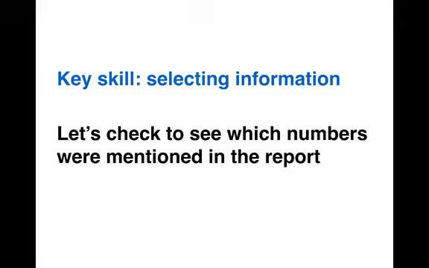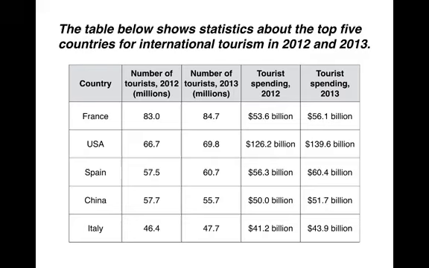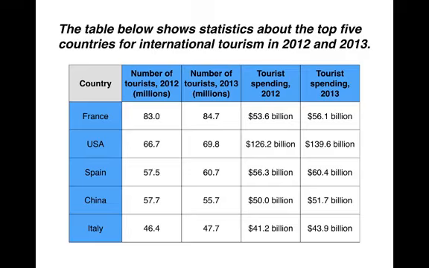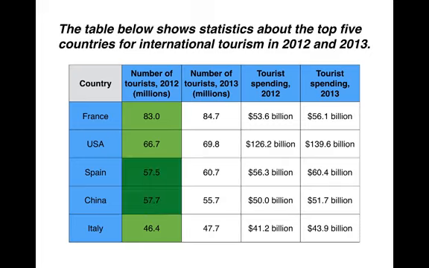Before we move on to check the vocabulary, let's just look at this key skill of selecting information. Let's check to see which numbers were mentioned in the report. Back to the table, and we have to mention countries and these categories at the top, the number of tourists and the tourist spending. So starting with numbers of tourists in 2012, I actually mentioned these 3 numbers. I mentioned these 2 numbers as an approximate number, just under 58 million.